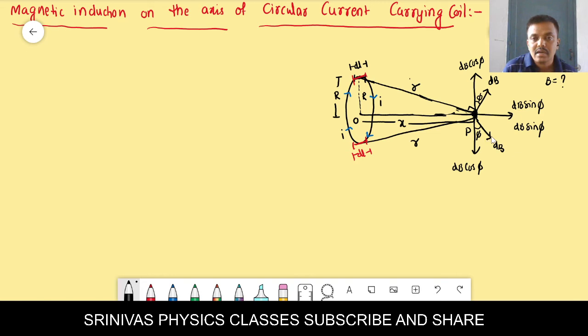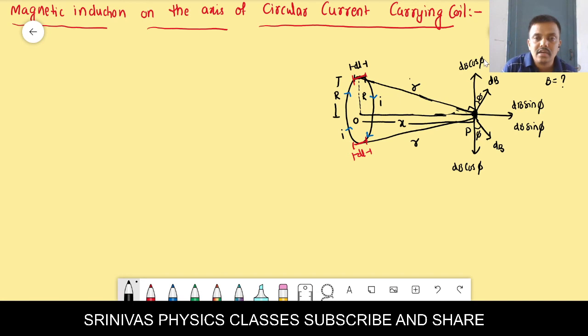Now we can classify these two dBs due to these two elements into components. This dB is making some angle phi with the vertical. This vertical component will be dB cos phi and horizontal is dB sin phi. This dB is due to the element which is opposite to the initial element, and this dB is also classified into components: dB cos phi and dB sin phi.